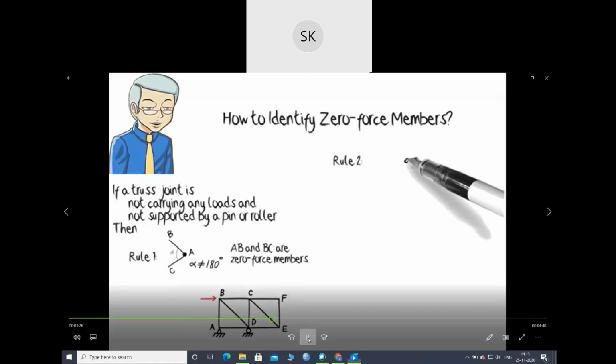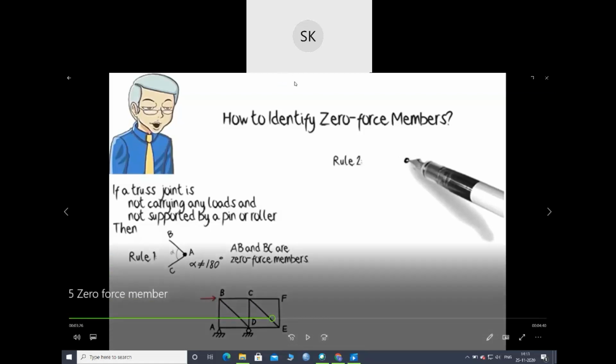Rule 2. So the rule number 1 will be the member which won't carry any load or support, that will be your zero force member. Okay, so here CF and EF will be your zero force members because no loads are applied at this joint and there is no support. So if a truss joint is not carrying any loads or not supported by a pin or roller support, then those will be your zero force members. Okay, that will be your rule number 1.